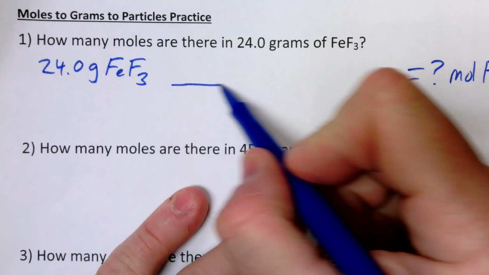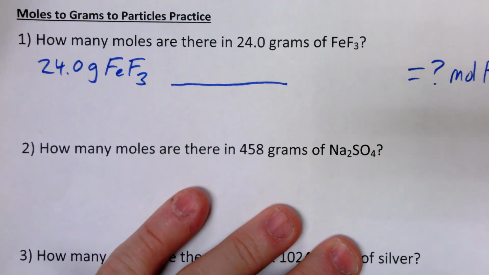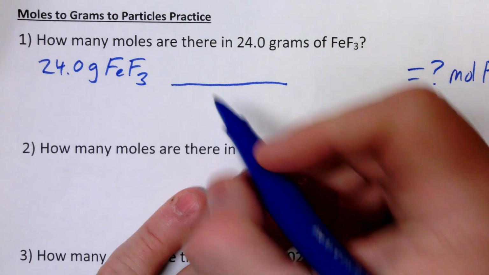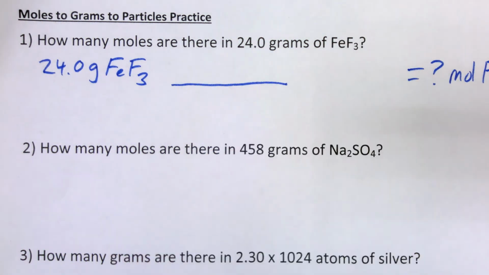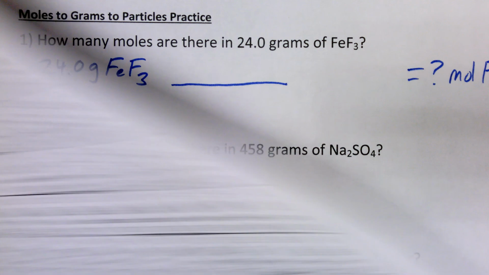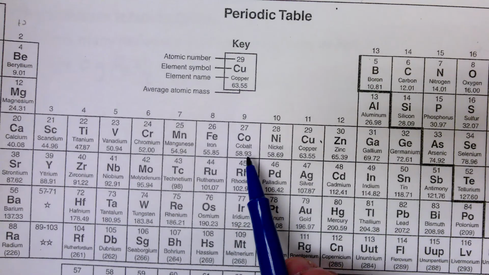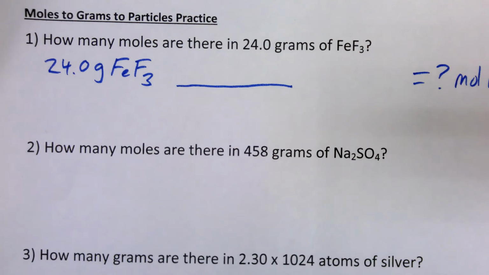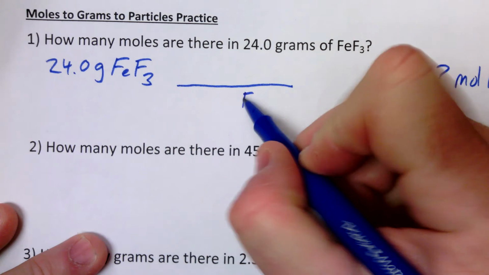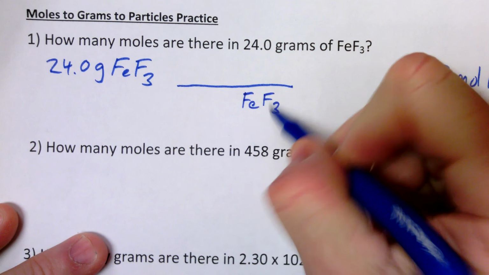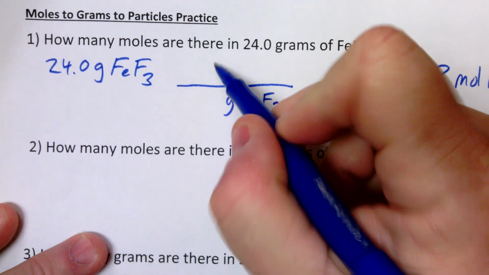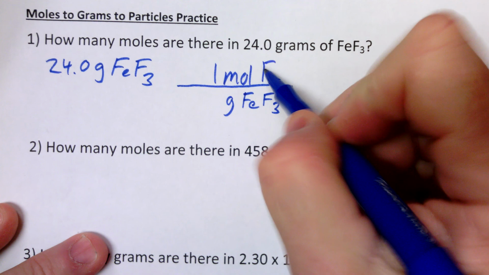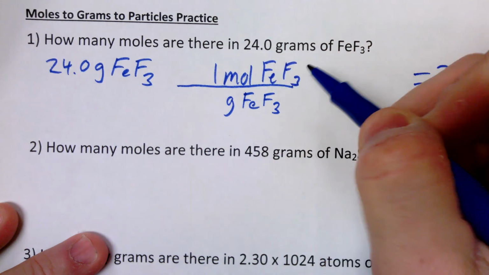Okay, well, we know there has to be some ratio between grams and something else. And because of what Avogadro did with the periodic table, we know that we can go to these numbers on the periodic table, and that's the number of grams in a mole. So we're going to go to iron 3 fluoride on the periodic table and figure out how many grams there are in 1 mole of iron 3 fluoride.